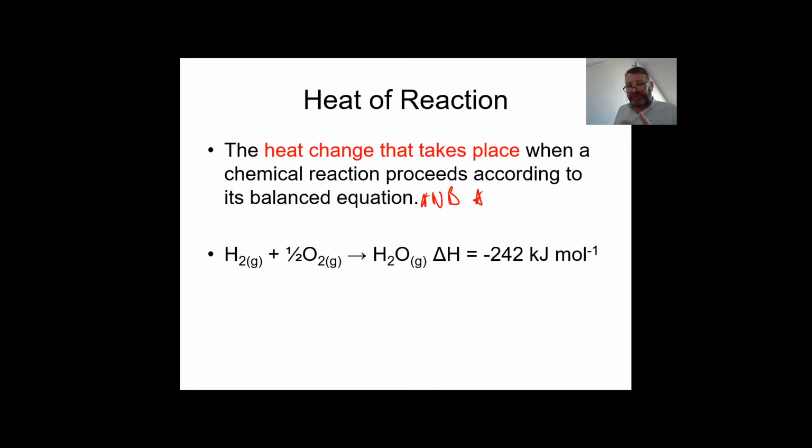Okay? So take this reaction here. Hydrogen in the gaseous form plus oxygen in the gaseous form gives water in the gaseous form. Now look at this unusual symbol here. This unusual symbol is what we call delta H. Delta means the change. So the change in heat is minus 242 kJ mol^-1. Now I've got to explain all this as we move on. First of all, we have 1 mole of hydrogen gas and half a mole of oxygen gas, giving 1 mole of water in the gaseous form. The change in heat is minus 242.